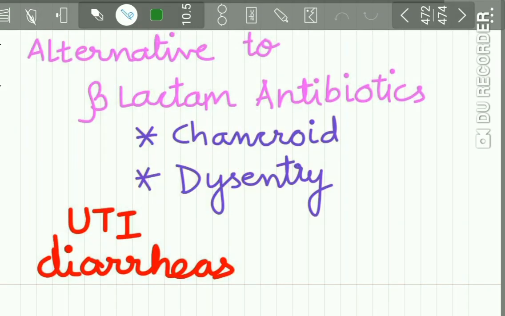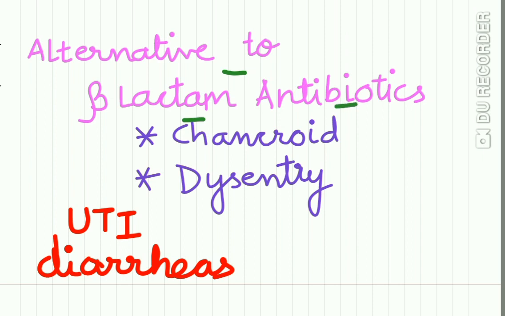So here we complete the discussion on Cotrimoxazole, which is an alternative to the beta-lactam antibiotics, and it is used in the treatment of chancroid, dysentery, urinary tract infection, and diarrhea.